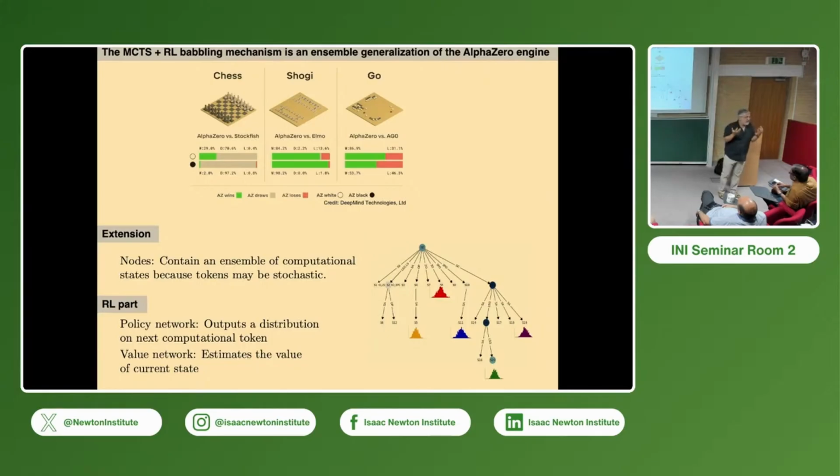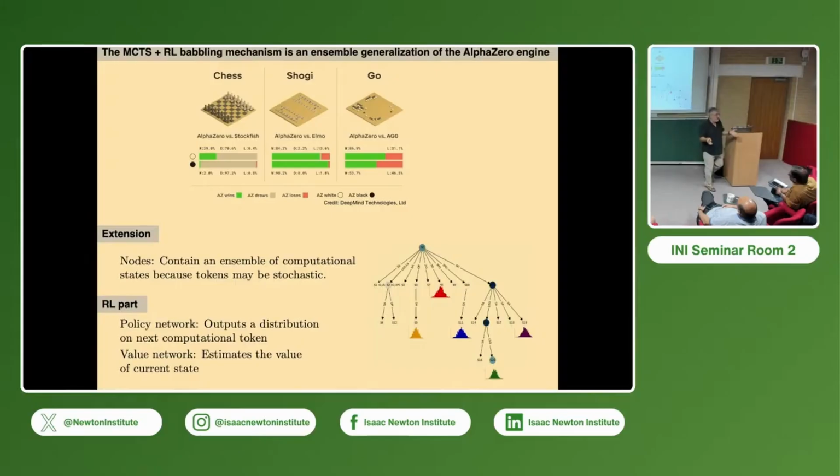So at a high level, this is what we are using. We're using the same engine, but we are coming up with an ensemble variant. Why? Because here for us, the nodes may contain an ensemble of computational states because these computational actions may be stochastic.